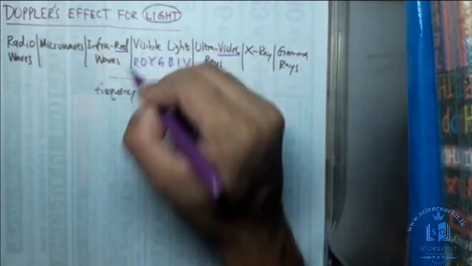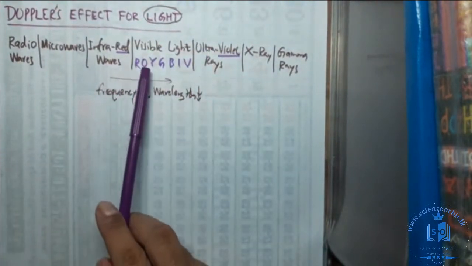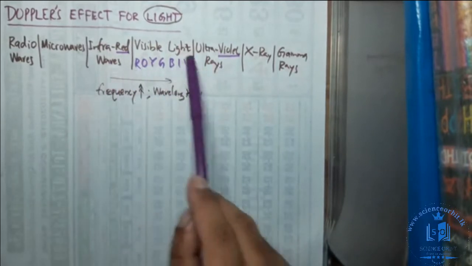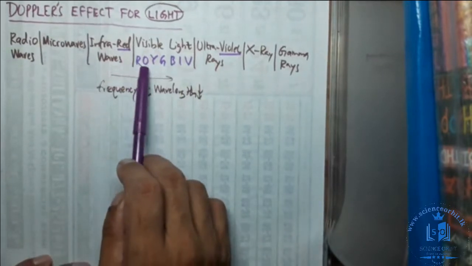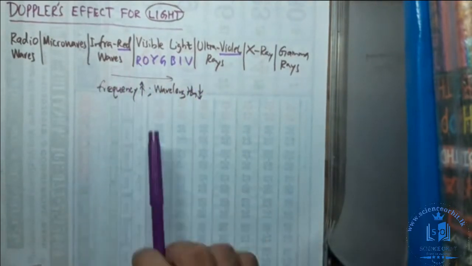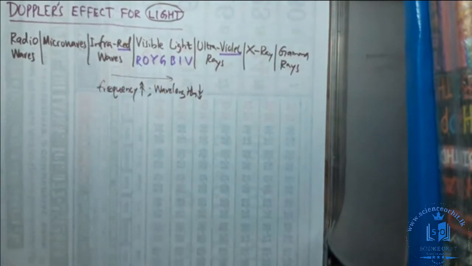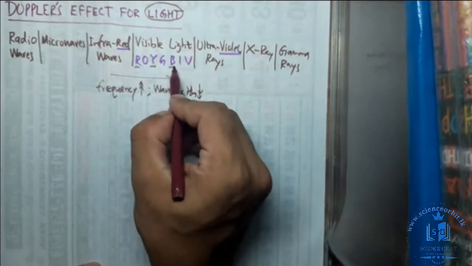VIBGYO. Okay, from left to right: red, orange, yellow, green, blue, indigo, violet. These are the 7 colors when it comes to light. And you should understand, when you compare these 7 colors, when you go from left to right, the frequency increases and the wavelength reduces. So the 3 colors we are going to focus mainly are red, yellow and blue.